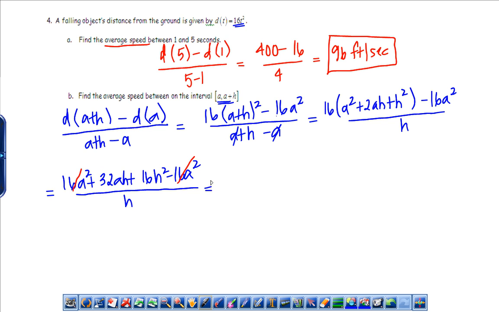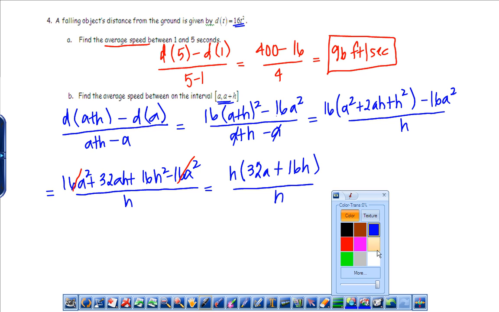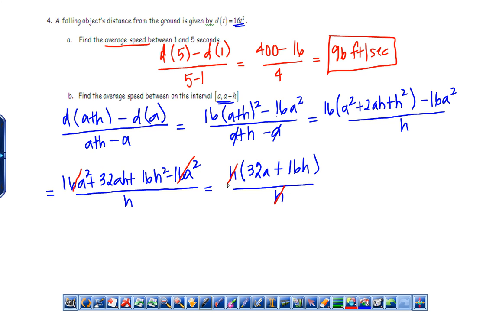Then my next step, I've got to get rid of this h on the bottom, so you're going to have to factor. You can't just cancel it out. Factor out an h of what's left. So that gives me 32a plus 16h over h. Now you can cancel out the h on the bottom, and that's gone. Remember, you can't just cross them out. This gives me 32a plus 16h. And again, I have feet per second.